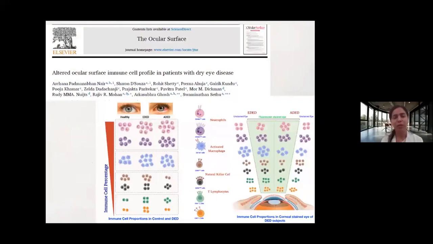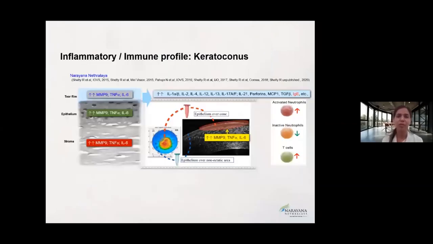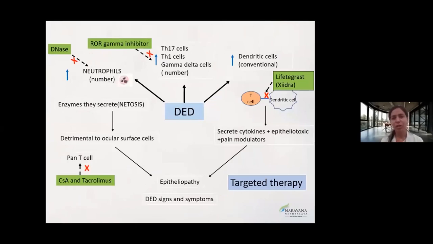We have done a lot of research work on the immune changes on the ocular surface, and recently published this paper in the Ocular Surface Journal, where you can see that there is a distinct immune cell profile which we see in dry eye disease. We have also shown this in keratoconus. This is important because once we know the molecular, inflammatory and cellular changes on the ocular surface, we can give a much more targeted therapy rather than a blanket steroid or anti-inflammatory. We have done extensive work on different ocular surface conditions.